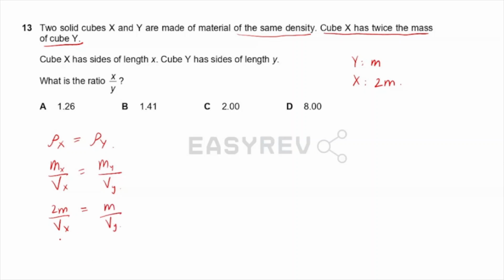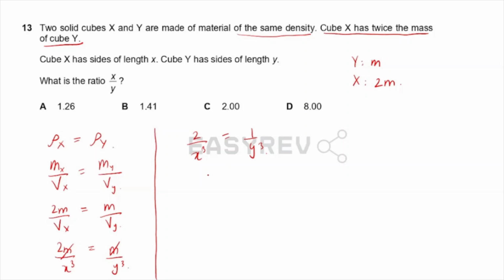Now we can resolve the volumes of cube X and cube Y by recalling that the volume of X will be x cubed, and for Y, that would be y cubed. Now it's simply resolving our expression by dividing on both sides by m. That causes m to cancel out. 2 over x cubed equals 1 over y cubed.